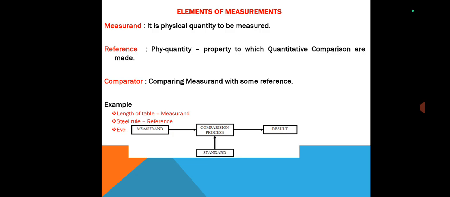As an example, the measurand is the length of a table, and we are taking a steel rule as the reference, and as the comparator, by using the eye we are comparing whether it is correct or not.